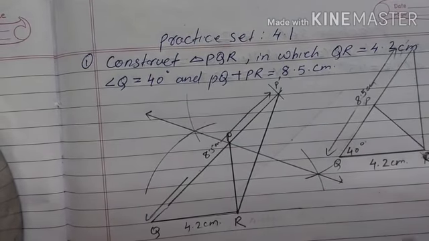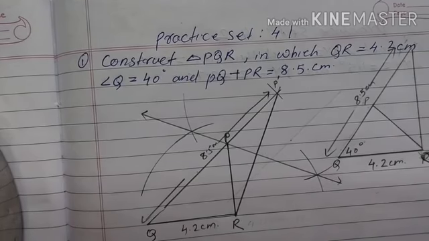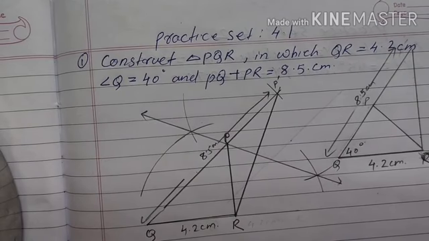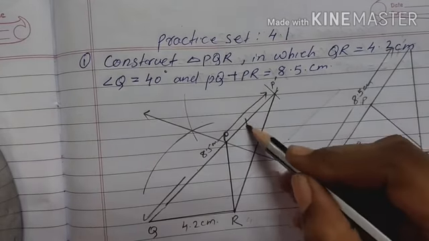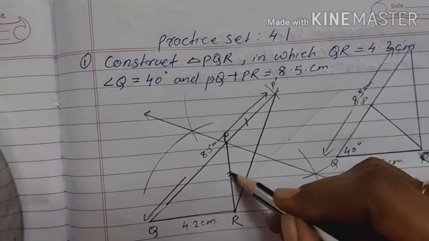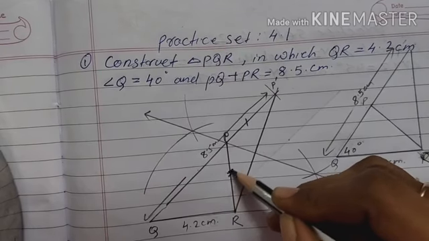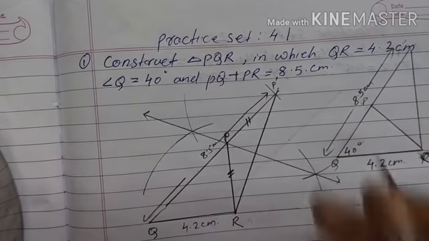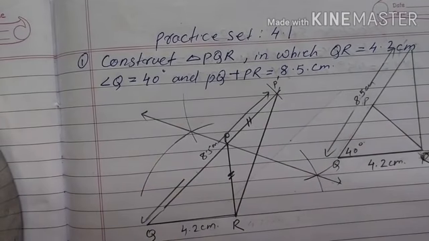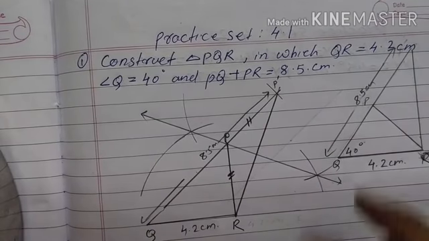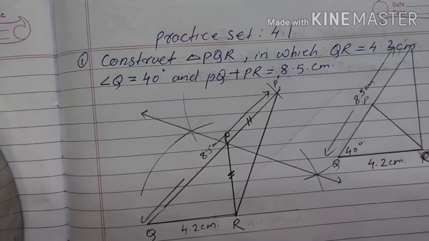Now here you complete your required triangle PQR. Got it? Here the measure of angle is 40 degree. Here PR is equal to P dash P. So this is the construction of question number 1.